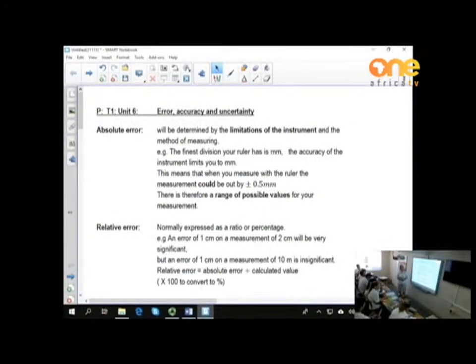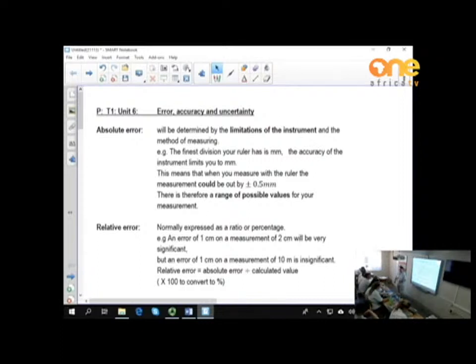Unit 6. It's got to do with error, accuracy, and uncertainty. It's got to do with when we take measurements. You must realize, and I've said this to you already, when we measure something, what is the limit of accuracy on that instrument you are using? The smallest scale division. If it's a ruler that's been calibrated in millimeter, then millimeter has a certain amount of inaccuracy on it. Okay, now, the types of errors that we get when we take readings.